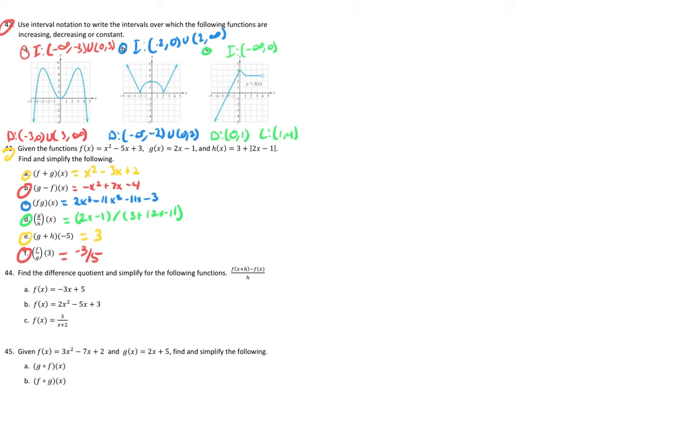Find the difference quotient and simplify for the following functions. And then they give us the difference quotient. So, I'm going to set this up. Anytime I see an x, we're going to replace it with an x plus h. So we get -3(x plus h) plus 5 minus, then I'll put this in parentheses, (-3x plus 5), all divided by h.